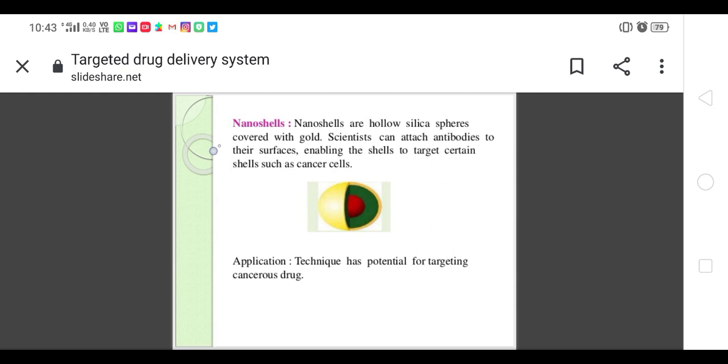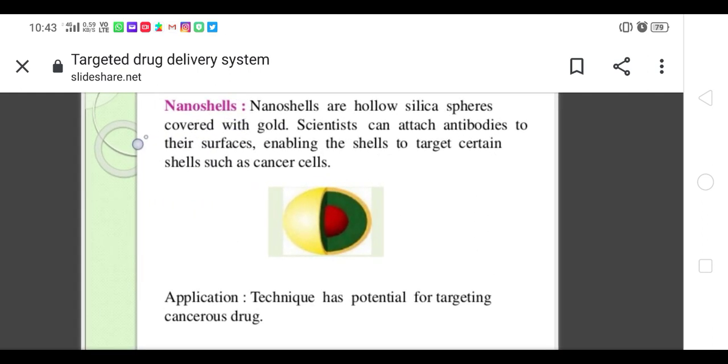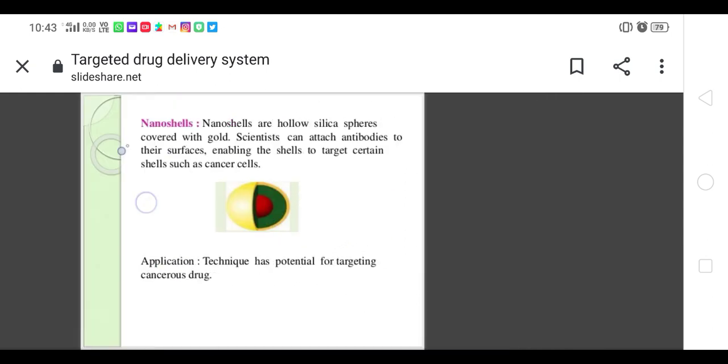Okay. Now the next nano carrier which is used in the targeting is nanoshells. So what are nanoshells? They are hollow silica spheres. See the figure. Centrally they are silica spheres which are covered with gold. Then it is called nanoshells. The scientists can attach the antibodies to the surface, okay, which enables the cell to target certain cells such as cancerous cells. Now application, so it is used for the technique, it has potential for targeting cancerous drugs.